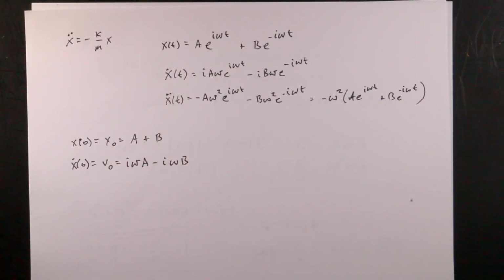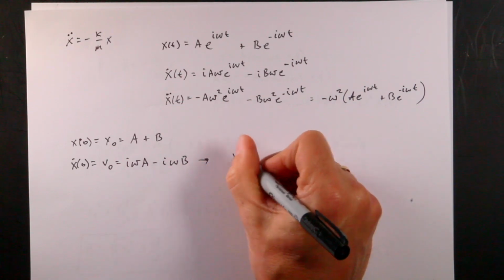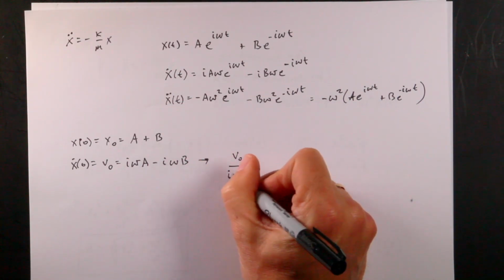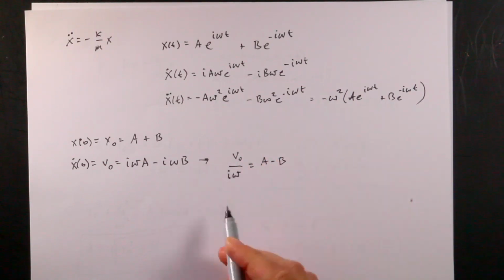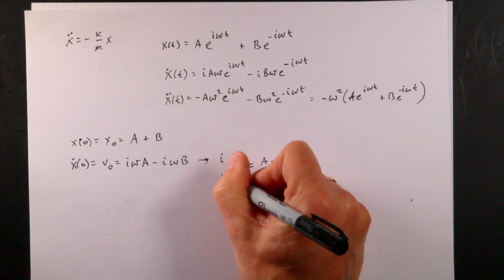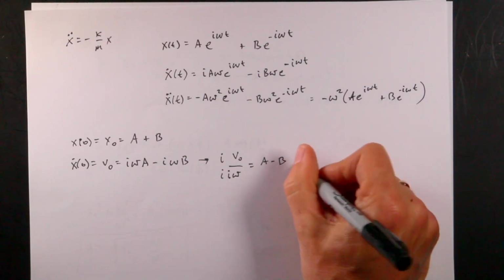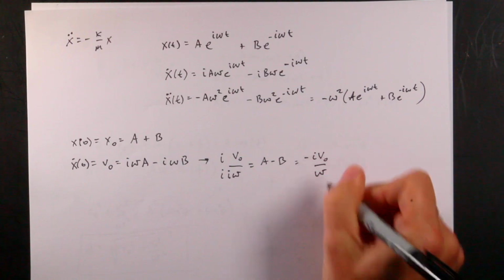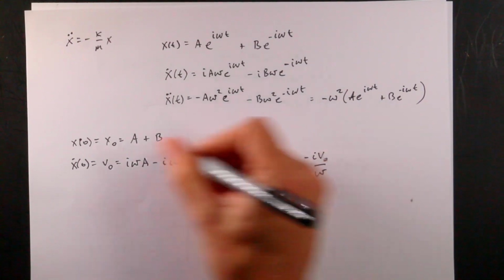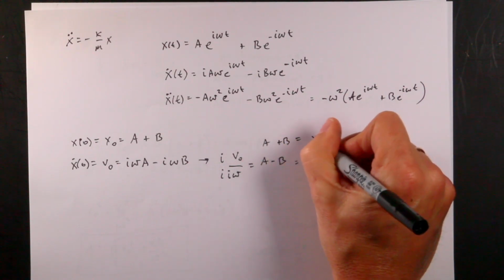And so I have two equations, two unknowns. How do I solve that? Again, we're going to use a trick. I'm going to divide both sides by omega i for this one. So this becomes v0 over i omega equals a minus b. Now here I can multiply and divide by i, and so i times i down here is negative 1. So I have negative i v0 over omega. You don't actually have to do that, but. And then if I write this equation up here, I have a plus b equals x0.